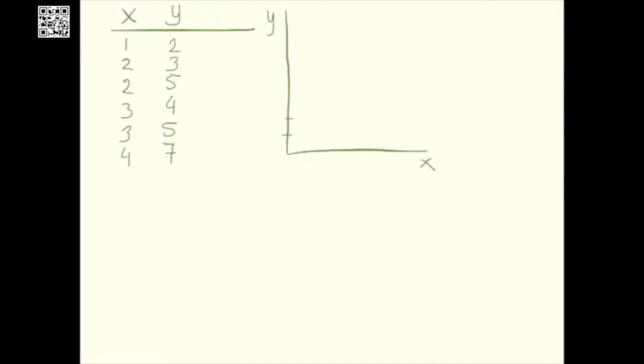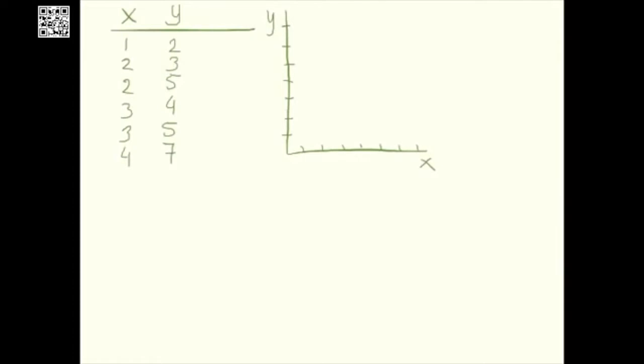We are going to make a regression equation for the following example. Our values for x are 1, 2, 2, 3, 3, and 4. And the found values for y are 2, 3, 5, 4, 5, and 7. And now we can display these found values in a scatter plot with the x values obviously on the x-axis and the y values on the y-axis.